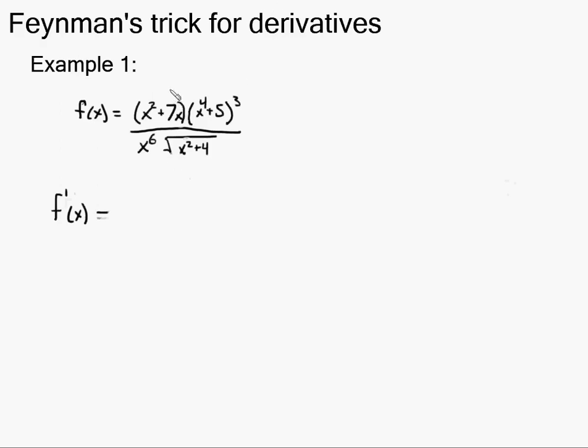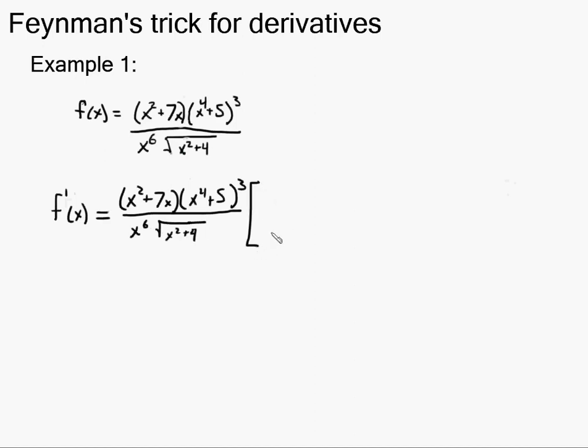Alright, this is an example of how to take the derivative of a function using a trick from Feynman's Tips on Physics. So what you're going to want to do to take the derivative of a really complicated function like this without a lot of work is write down the whole function again: x squared plus 7x, x to the fourth plus 5 cubed, and then on the bottom we have x to the sixth, the square root of x squared plus 4.